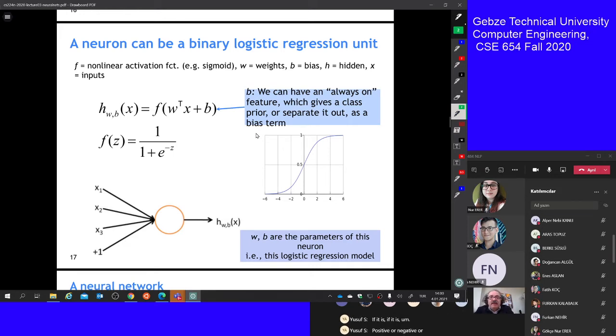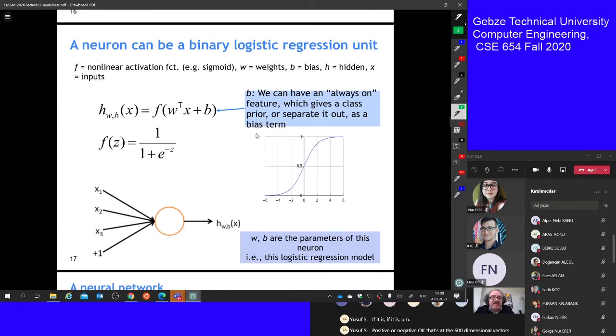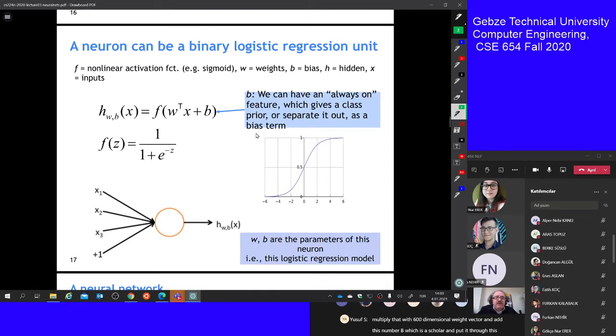Okay, that sentence has a 600-dimensional vector. Multiply that with a 600-dimensional weight vector and add this number B, which is a scalar, and put it through this function. It will produce a value between 0 and 1. If it is 0, then I will say it is false, it is not positive. If it is 1, it is true, then it is positive.